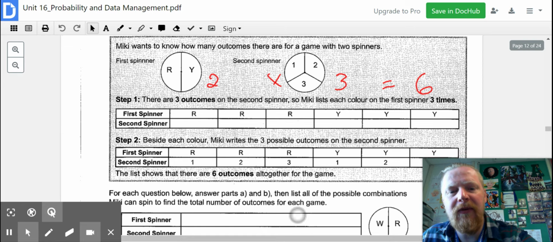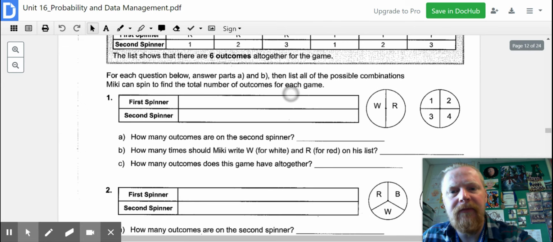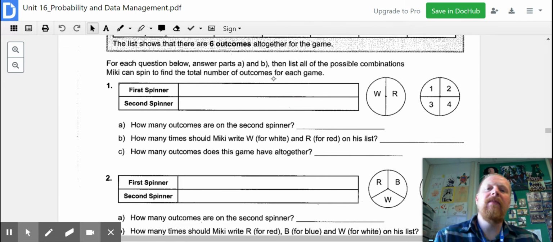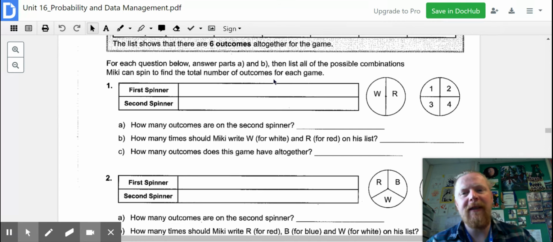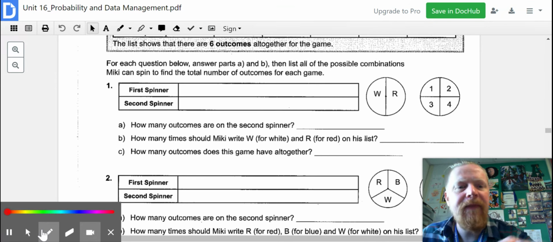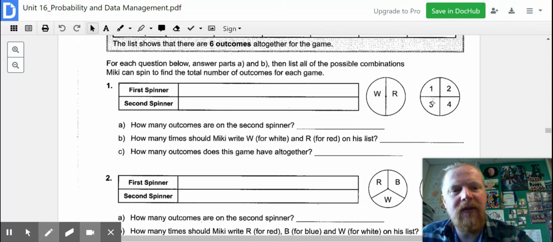Let's kind of blow through this lesson. For each question below, answer parts A and B, then list all of the possible outcomes Mickey can spin to find the total number of outcomes for each game. So let's check it out here. How many outcomes are on the second spinner? 1, 2, 3, 4. There are 4 outcomes.